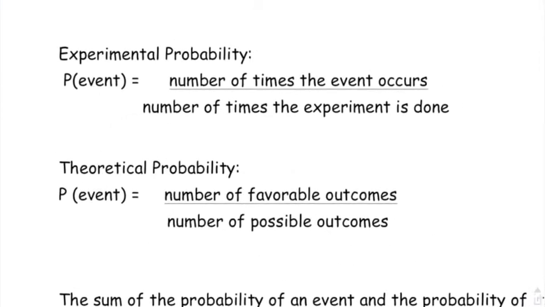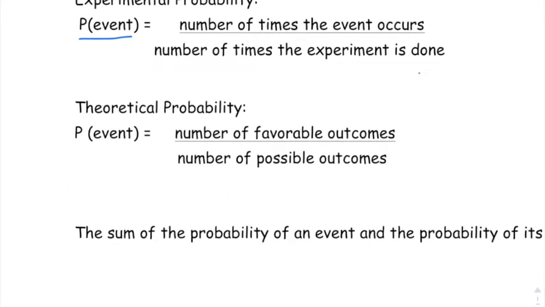Here's experimental and theoretical, in the format of how they write it here. They'll say the probability of some event happening, and if it's experimental, you do the number of times the event happens over the number of trials. That's another word I'll use for the number of times an experiment is done.